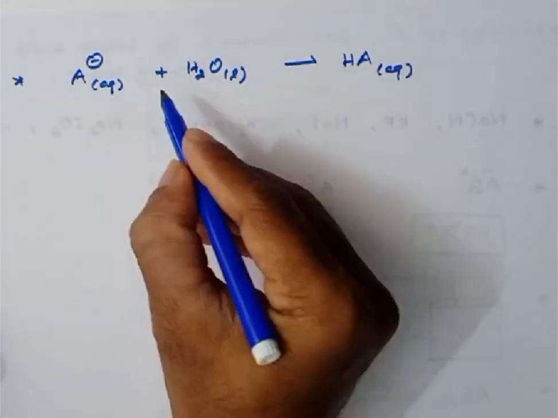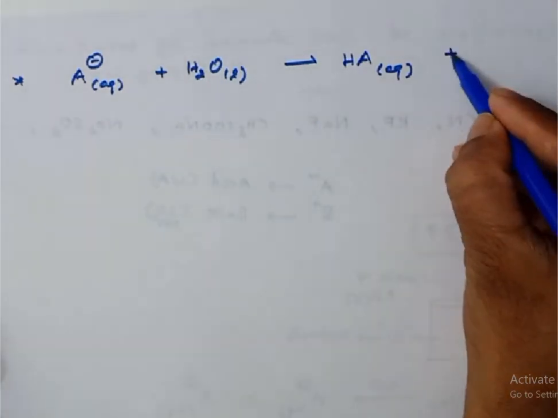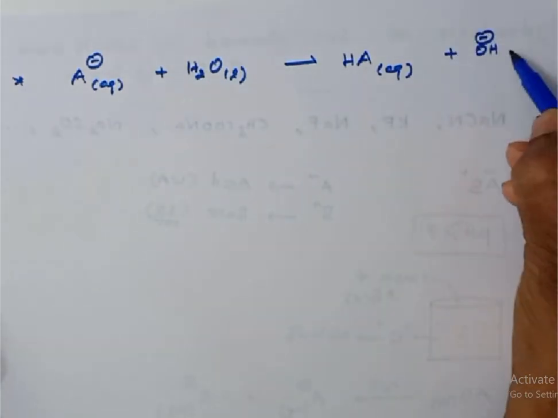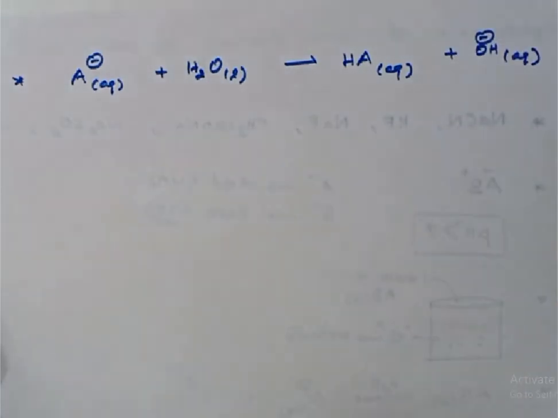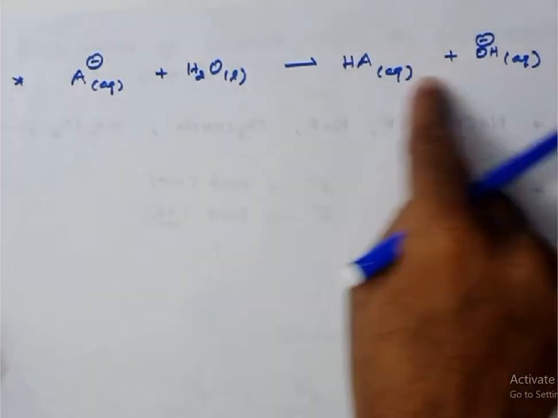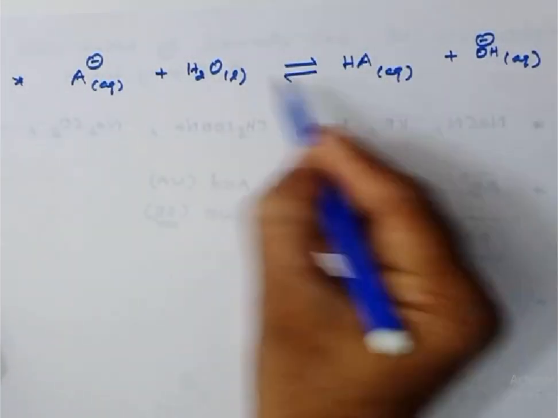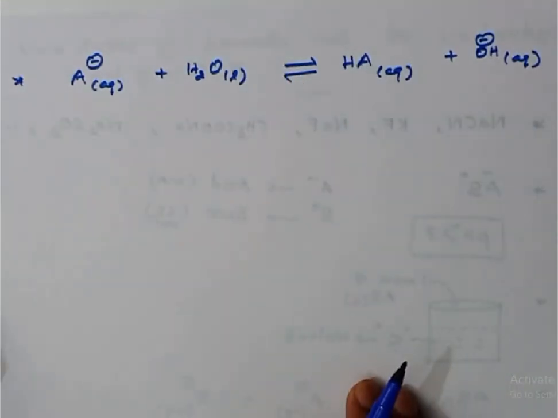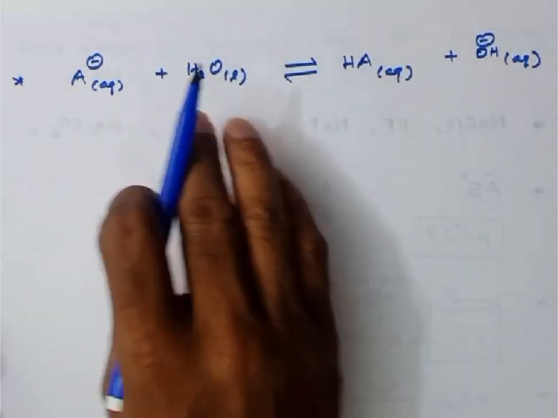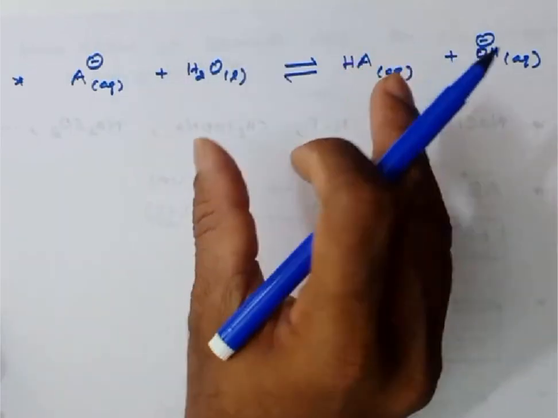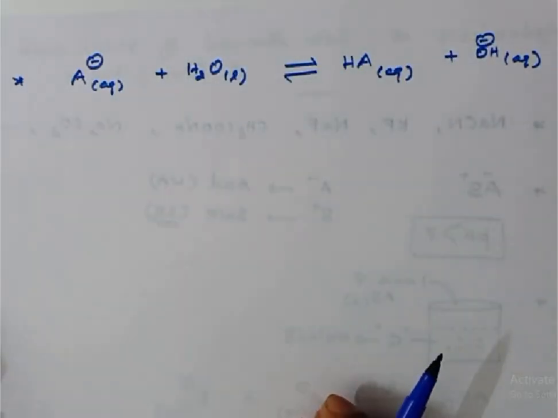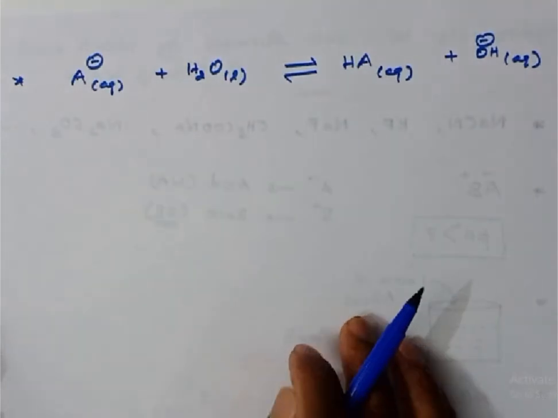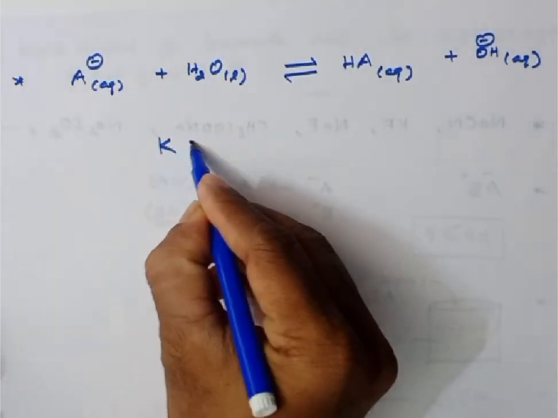Okay, and the remaining ion here is the OH minus ion, right? That goes to the solution, right? And this reaction also occurs in the reverse direction, so it is a reversible reaction, right? This reaction will attain equilibrium after a few seconds or a few minutes. Then what is the equilibrium constant?